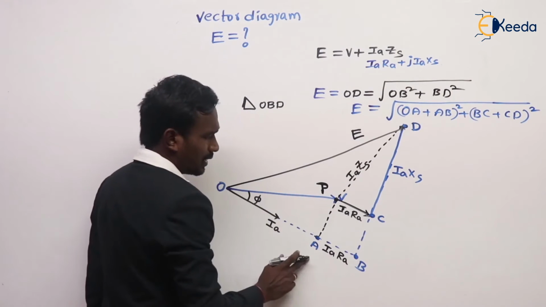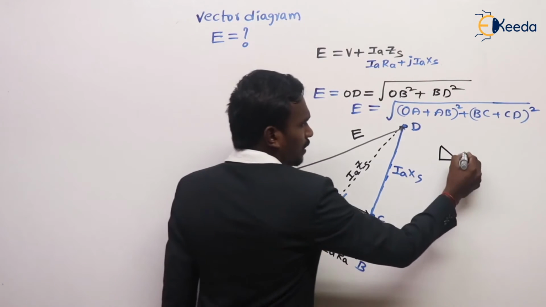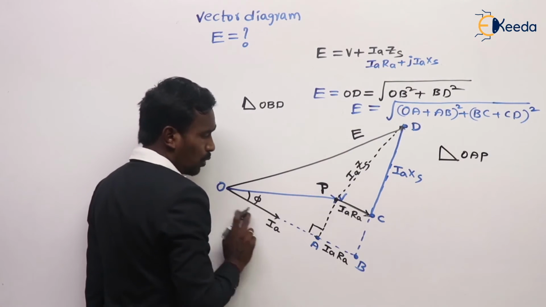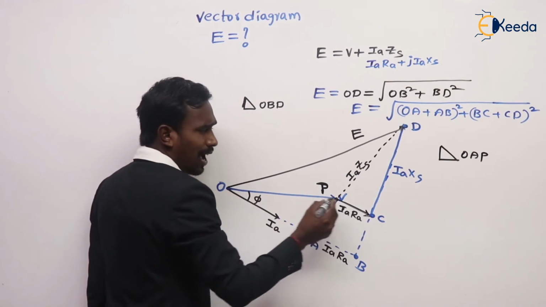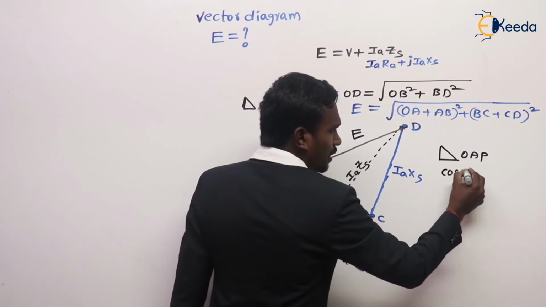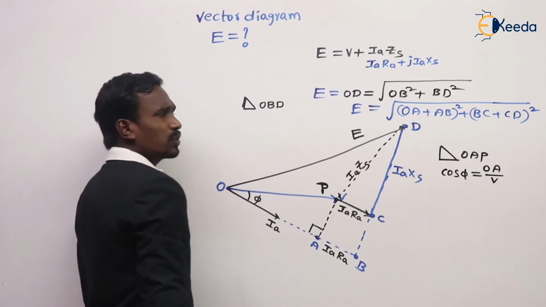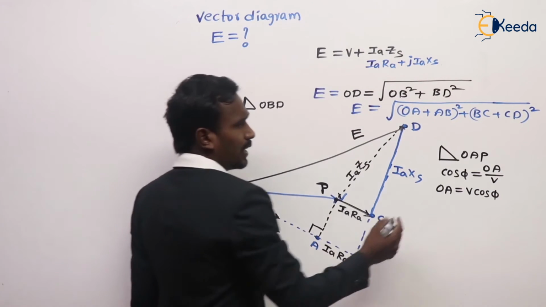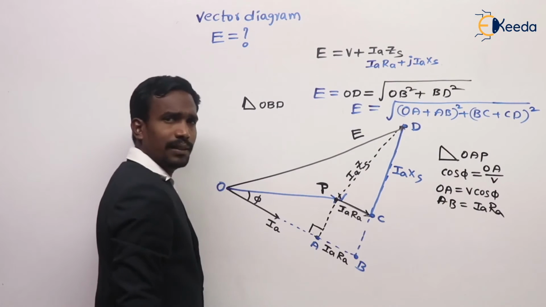Can you tell me what is OA? See, from the triangle OAP, OA is the adjacent side of phi, and the hypotenuse is V. So from this, cos phi is equal to adjacent OA by hypotenuse V. So OA is equal to V cos phi. Clear? AB is equal to IARA, clear.